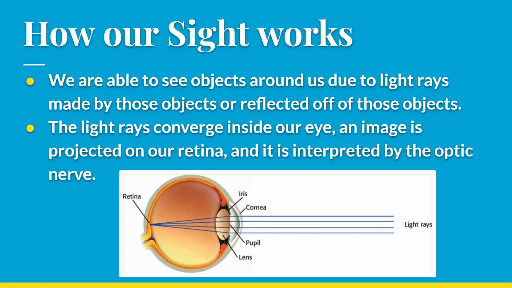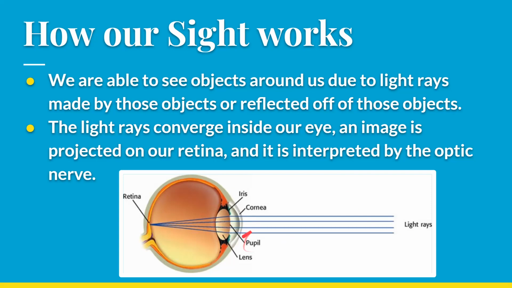The light rays converge inside of our eye, and an image is projected on our retina and is then interpreted by the optic nerve, and then of course you see whatever that object is. Your eye has a built-in lens in it, which you can see in the picture right here, and which allows those light rays to converge. We're going to talk about lenses today, and we're going to talk about mirrors today as we go through optics.